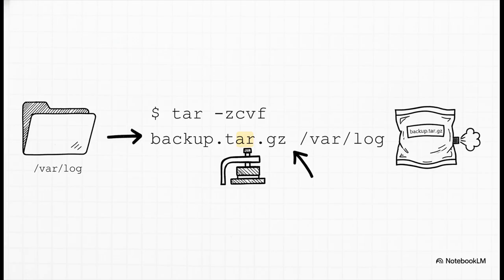But what if you're tight on space? Easy. See that little z we added? That one letter tells tar to compress the whole thing using gzip. The result is a much smaller file, a backup.tar.gz, which is that tarball we were talking about. It's an absolute lifesaver for saving disk space.